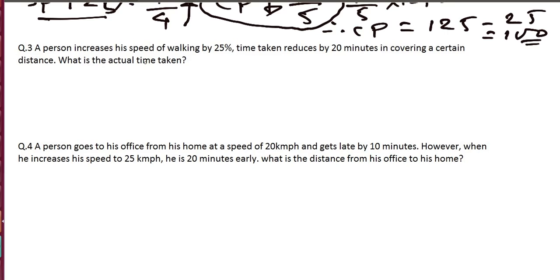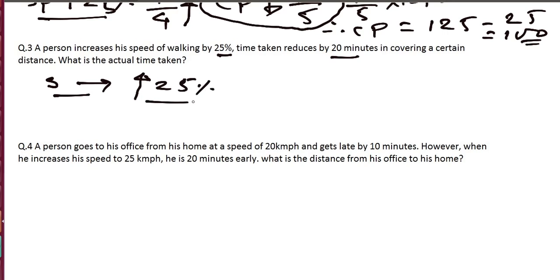A person increases his walking speed by 25%. The time taken reduces by 20 minutes in covering a certain distance. What is the actual time taken? Let's say the speed was s in the beginning. The new speed is increased by 25%, so it is 25% more than the original speed.